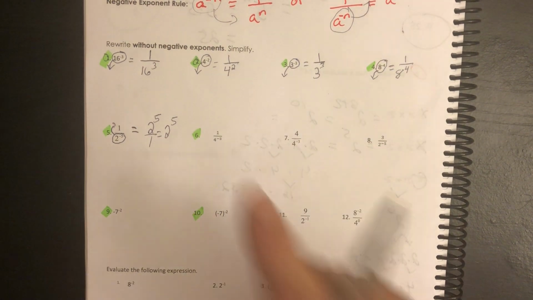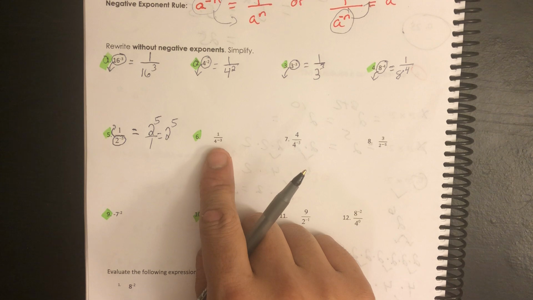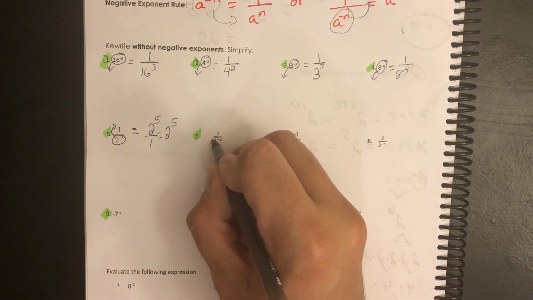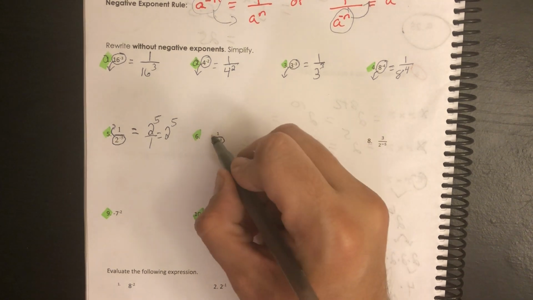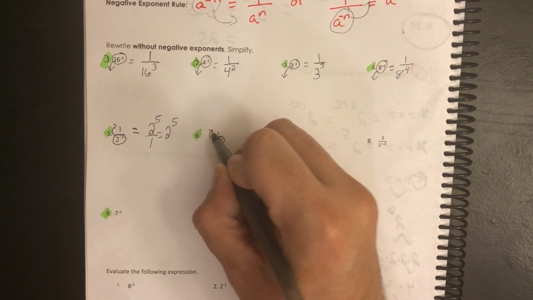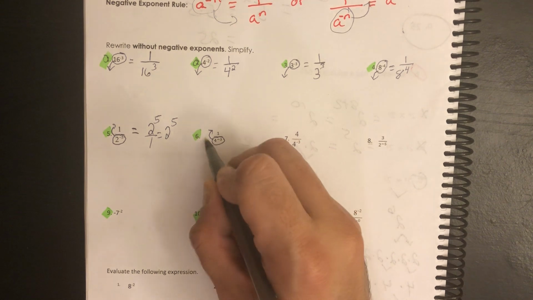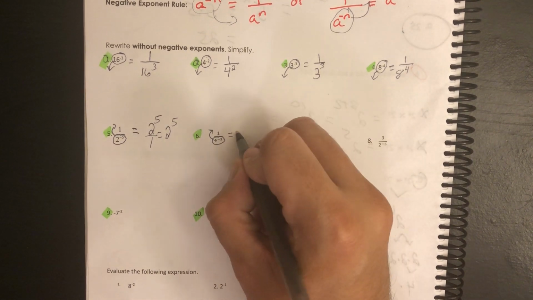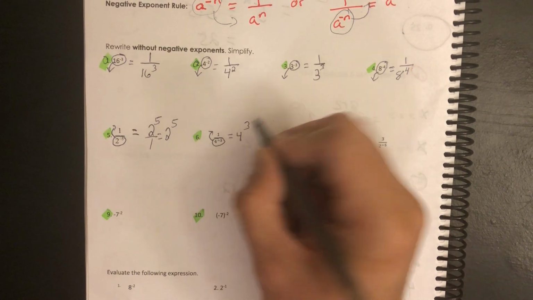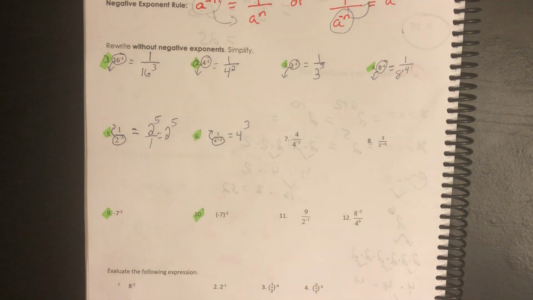Okay? Number 6, I have a fraction, and if you notice at the bottom of that fraction, I have a negative exponent. So I need to convert that into a positive exponent. So I'm going to bring this thing back upstairs. I'm going to bring the 4 to the negative 3 upstairs, and by doing that, it becomes 4 to the power of 3. And there's your answer.